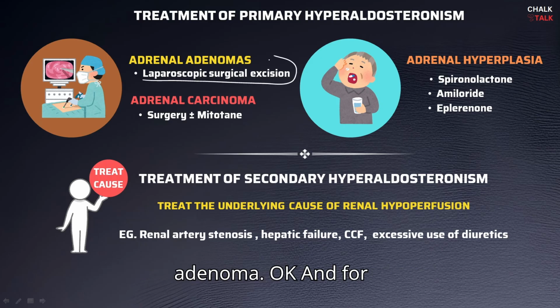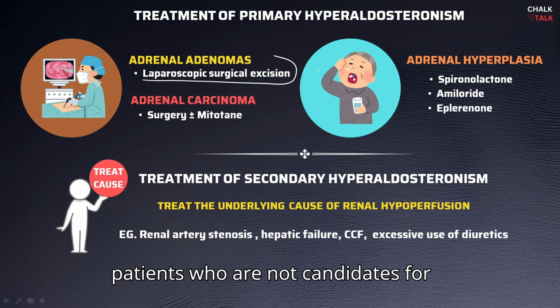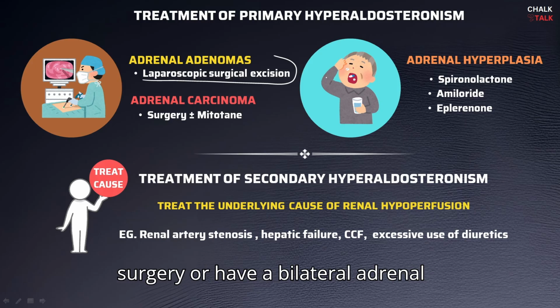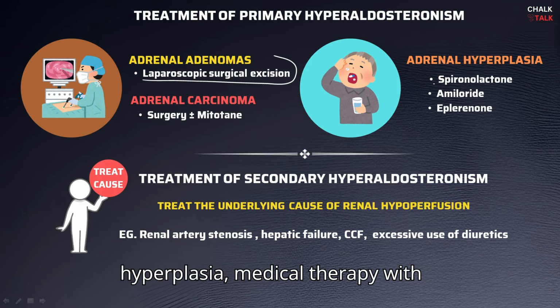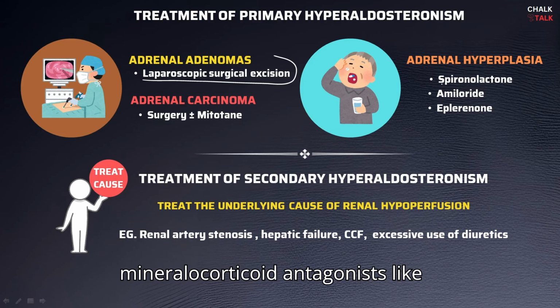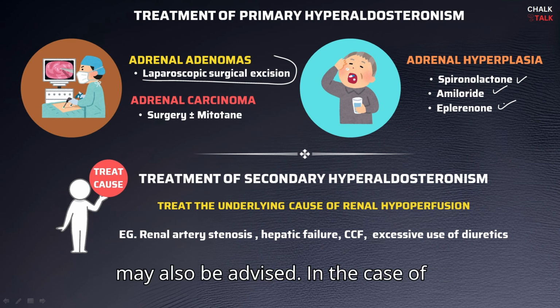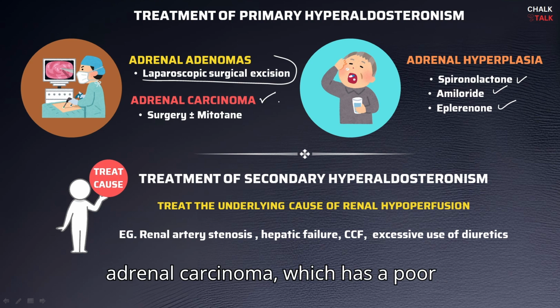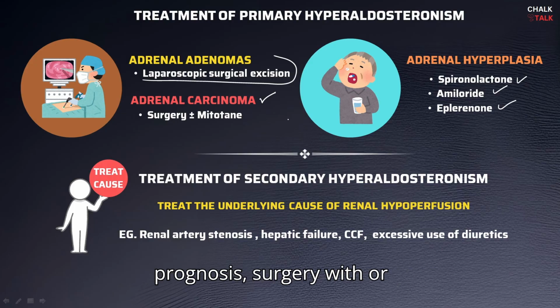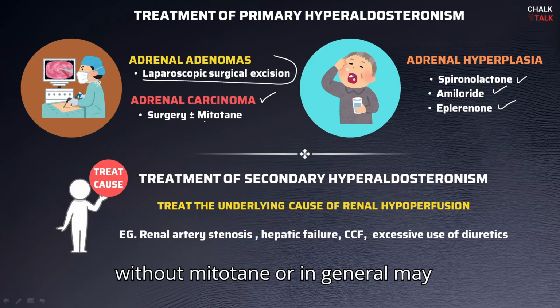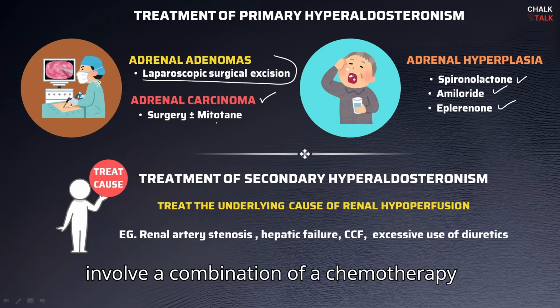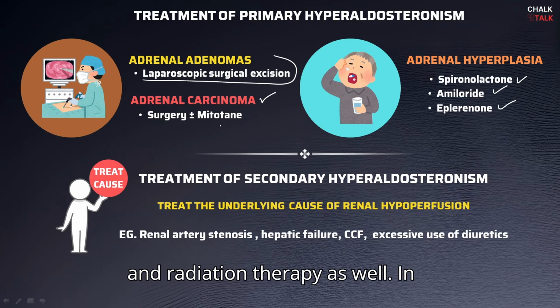So, the management of primary hyperaldosteronism involves a laparoscopic resection of the adrenal adenoma. Okay. And for patients who are not candidates for surgery or have a bilateral adrenal hyperplasia, medical therapy with mineralocorticoid antagonists like spironolactone, amiloride, or eplerenone may also be advised. In the case of adrenal carcinoma, which has a poor prognosis, surgery with or without mitotane, or in general, may involve a combination of chemotherapy and radiation therapy as well.